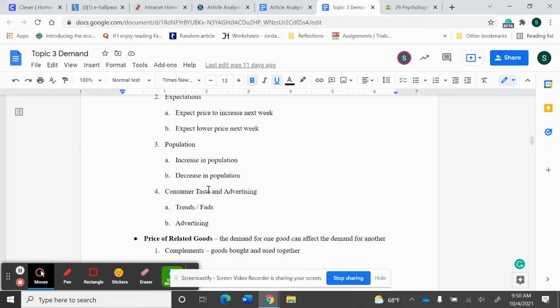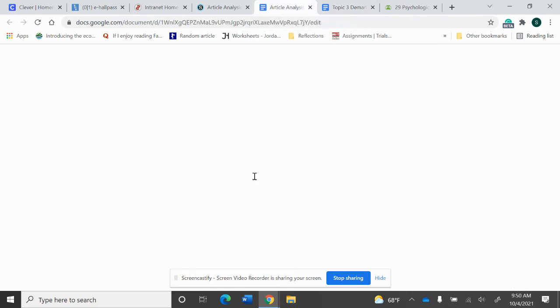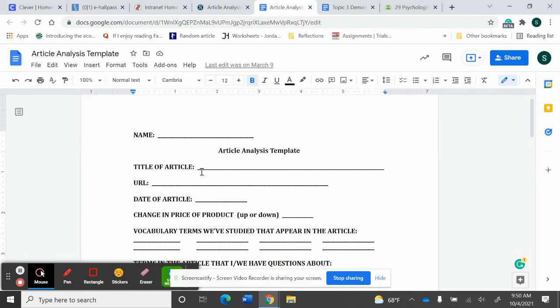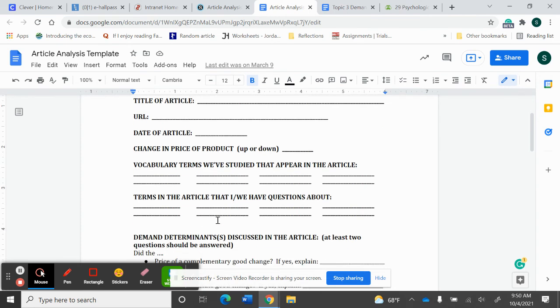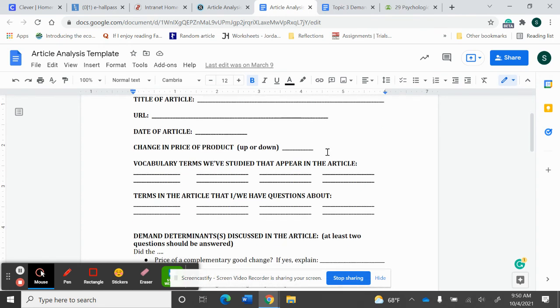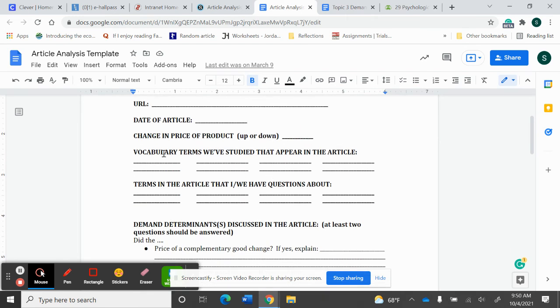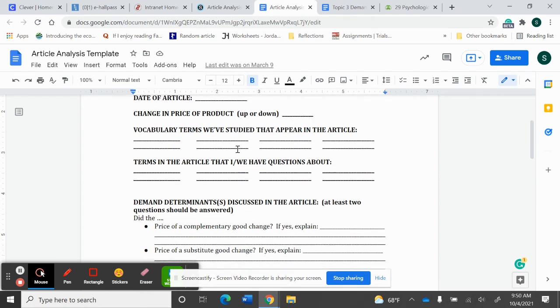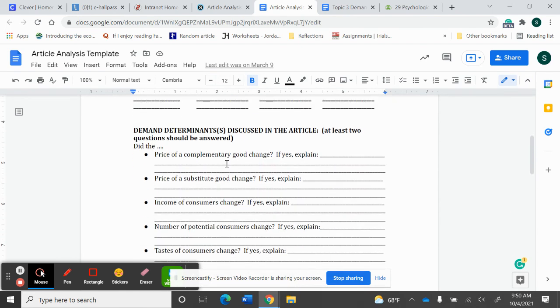Population, okay. This case probably made with advertising is not going to work a whole lot, but then you've got your trends and fads and advertising. Okay, that's your determinant. So the article analysis: name, title of article, link, date of article. Change in price of product, up or down, shift to the right or left, is what it's asking you there. And then just put some terms that maybe you recognize from our textbook or our class. And then here are your determinants.